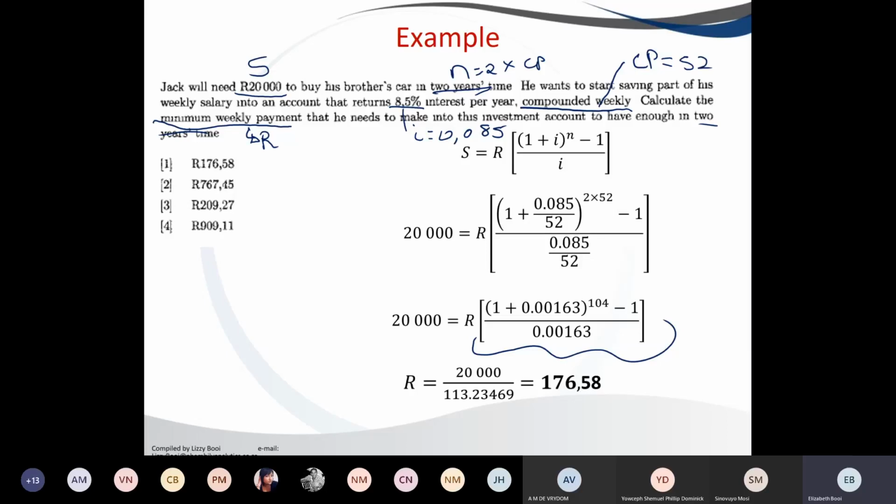Then I take that and divide it into 20,000. I say 20,000 divided by everything that is underneath the bracket after I solved it, which is 20,000 divided by 118.23469, and the answer to that gives me 176.58. And that's how you do the manual calculations to calculate the minimum payment for the future value of an annuity.